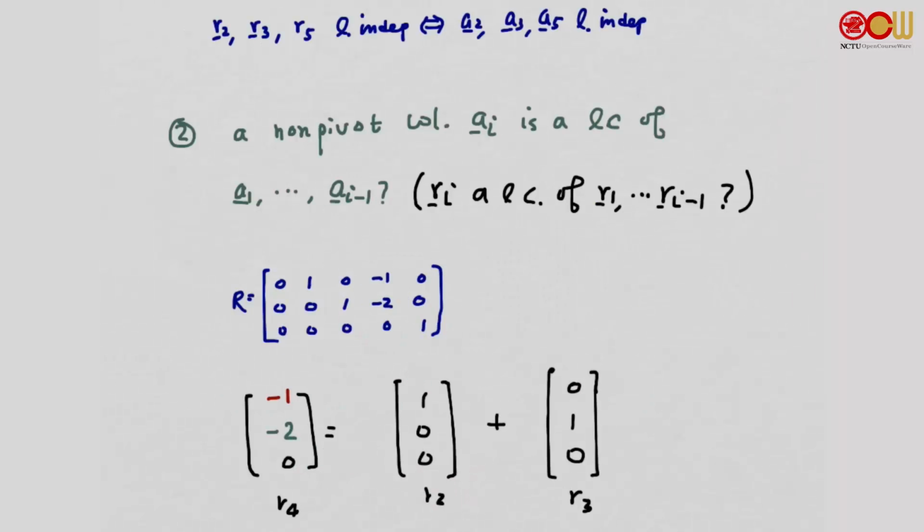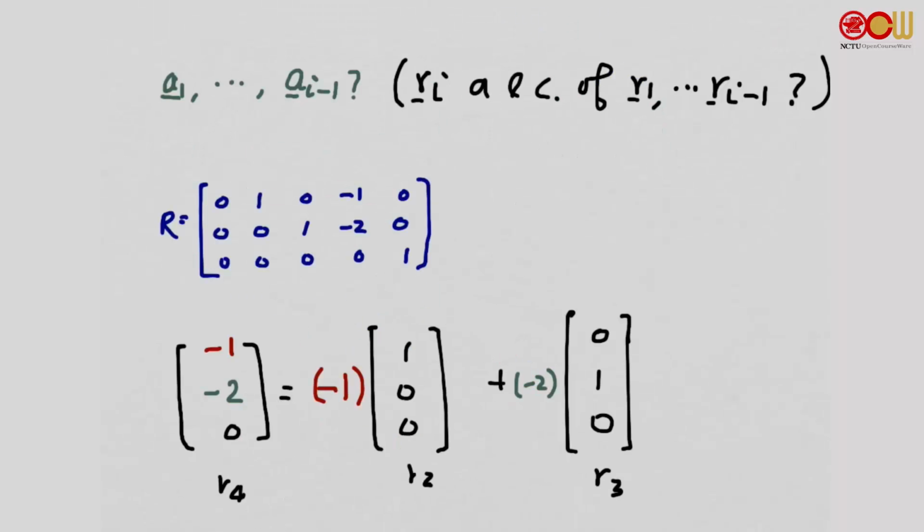In our example, this is R, and let's take one non-pivot column out. Let's say R4. R4 is minus 1, minus 2, and 0. Can we express it as a linear combination of earlier vectors? And we see this one and this one. Indeed, we can express it as a linear combination of R2 and R3. And what is the linear combination coefficient? For R2, this should be minus 1, and for R3, that should be minus 2.